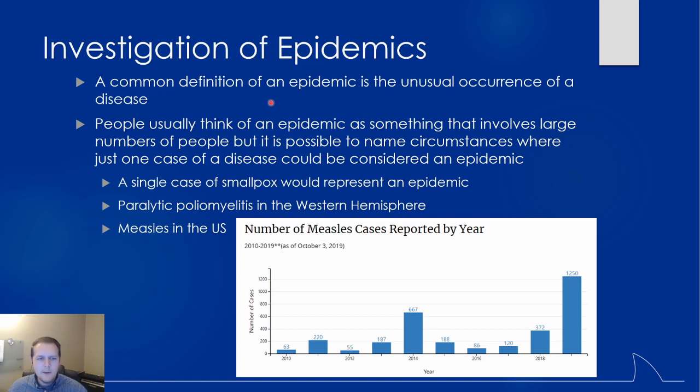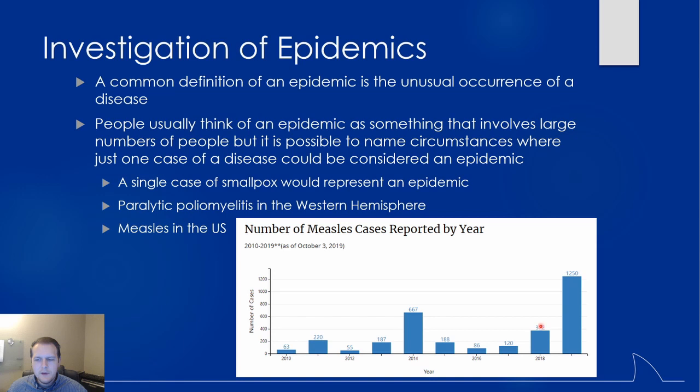That would be considered an epidemic. If we had any cases of poliomyelitis in the Western Hemisphere, that would be a big deal because it just doesn't happen really ever. Or measles cases in the U.S. So, for instance, here if you're looking at 2010, it only had 63 cases versus here in 2019, we're already up to 1,250 cases. So, just looking at this, you can see that, especially in 2014, this is certainly outside of the normal.